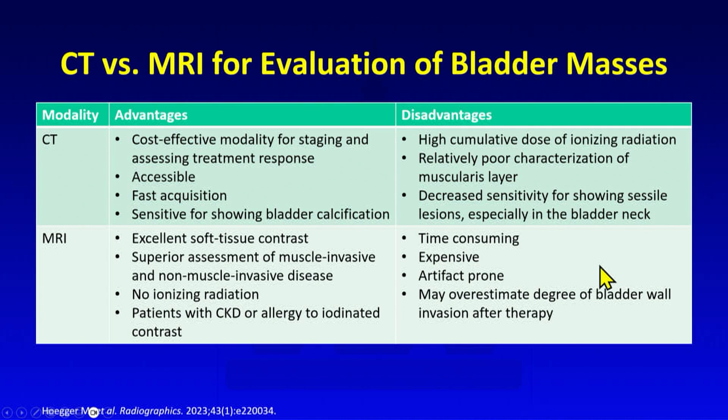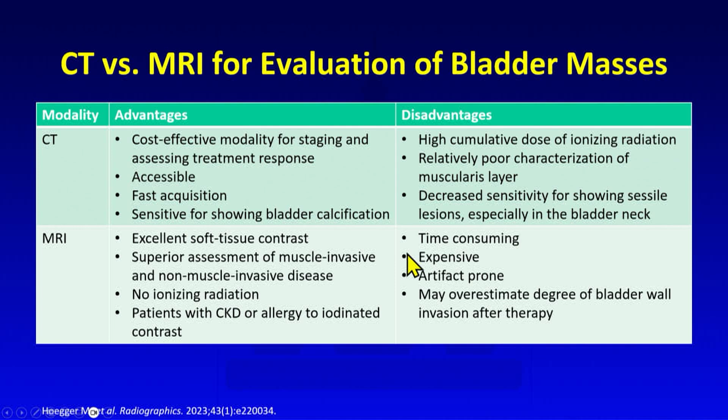In thinking about CT versus MRI for the evaluation of bladder masses, there are obviously advantages and disadvantages to both techniques. CT is cost-effective, readily accessible, and a fast acquisition, so very easy for patients to tolerate. And also we can show bladder calcifications very well. The obvious disadvantage is the radiation dose issue, but a lot of the patients with bladder cancers are on the older spectrum, so radiation is less of a concern in that population. The other main drawback is that the tissue differentiation is not that great. So from a staging perspective, CT is not quite as good as MRI.